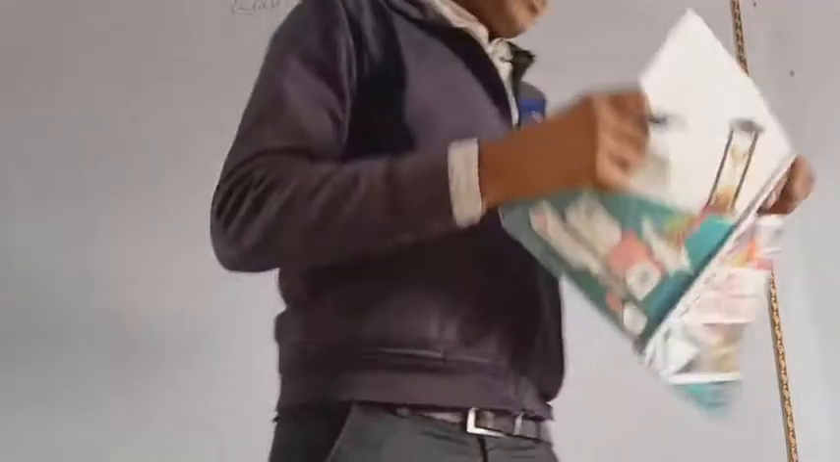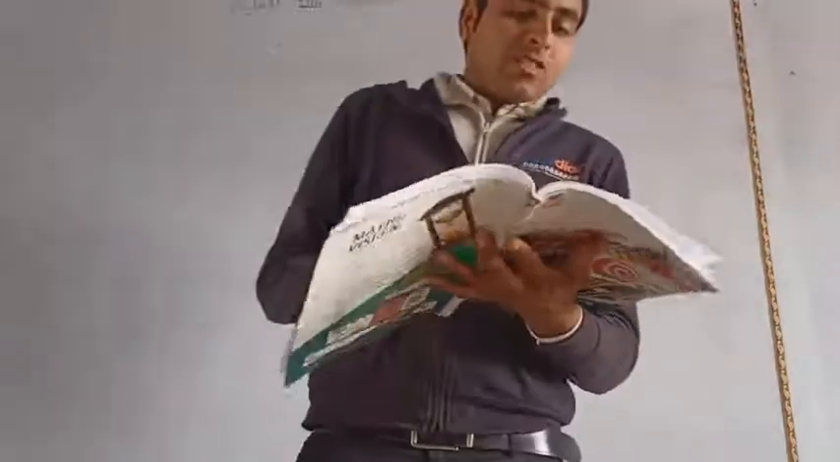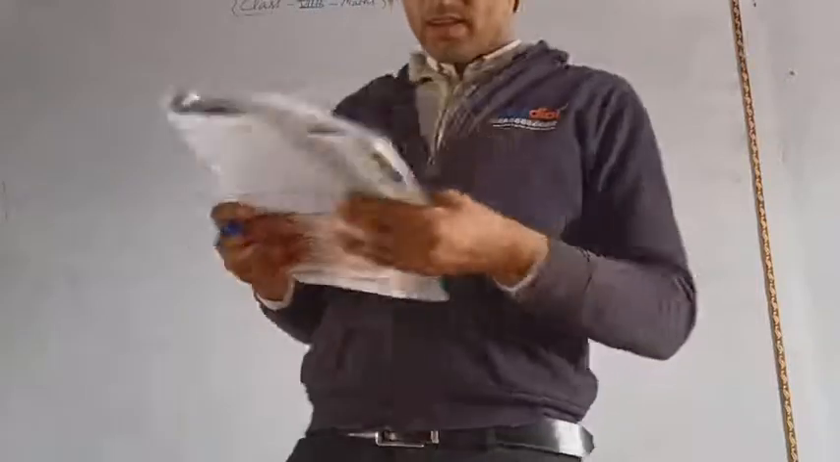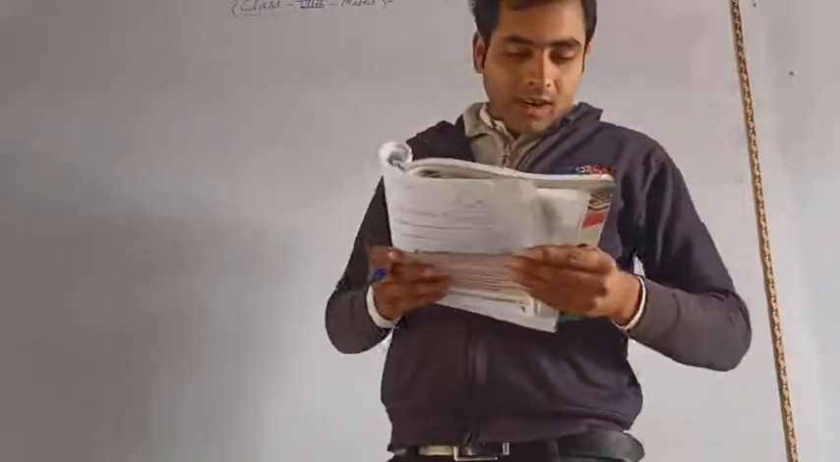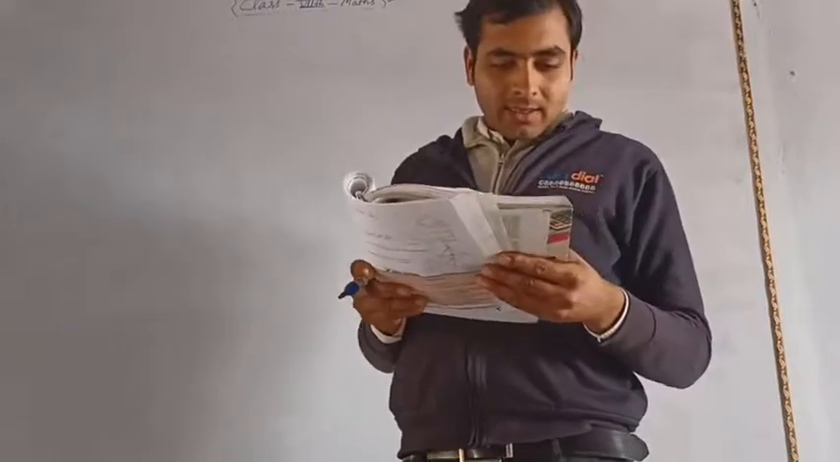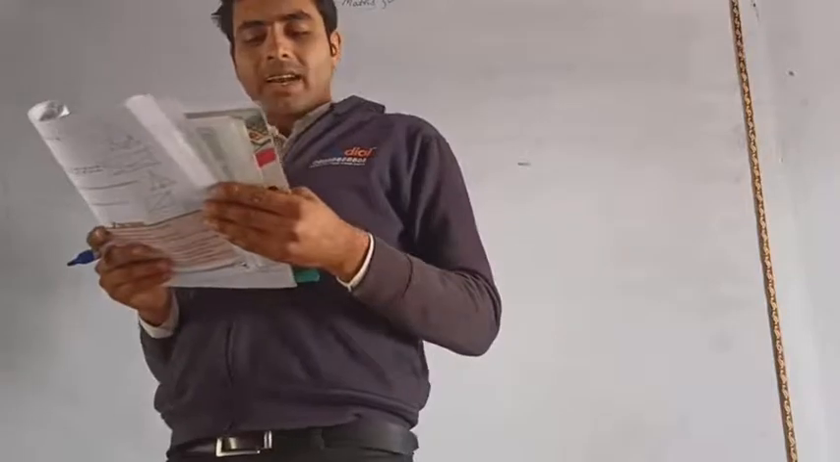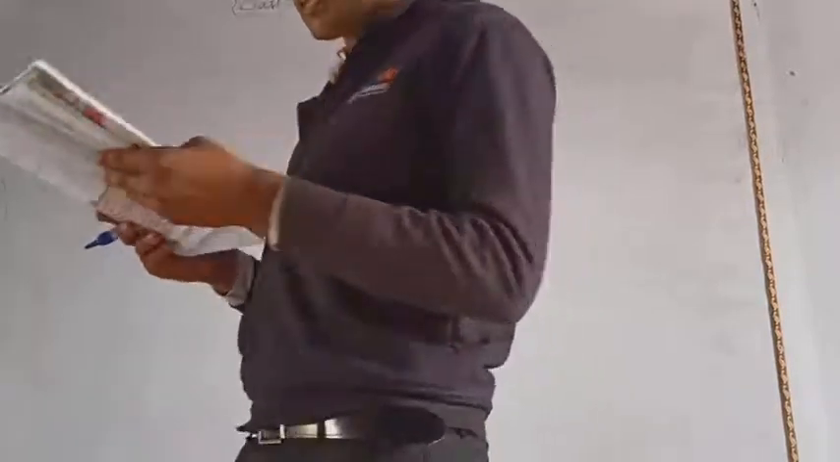Good morning, children. Today we will solve exercise 12.1, problem number 3. Here in problem number 3, given below are the pairs of congruent triangles. State the condition of congruence and name the congruent triangles in each case.